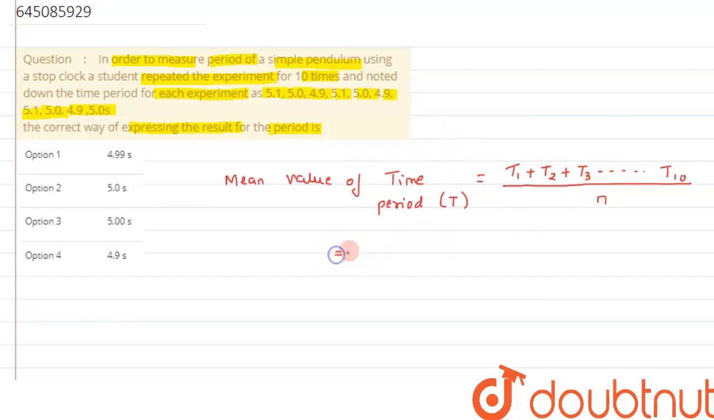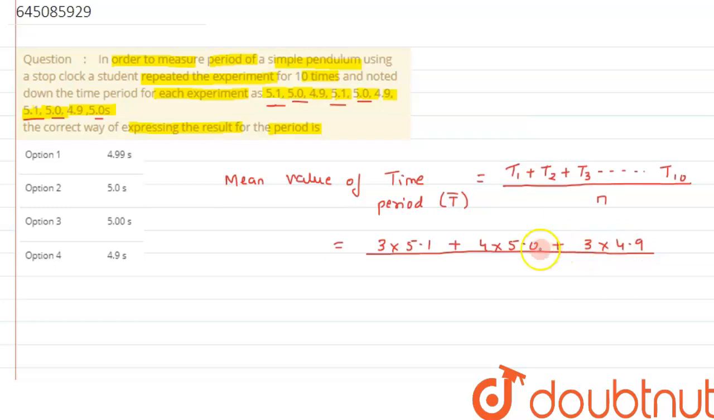Alright, so now we just have to do the average. For average or mean, we put a bar over the value. If we carefully analyze, 5.1 has been given 3 times, 5 has been given 4 times, and 4.9 has been given 3 times. So we can say 3 into 5.1 plus 4 into 5.0 plus 3 into 4.9.